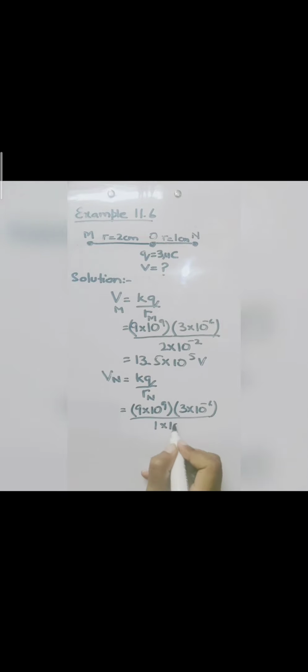Now we'll calculate the potential at point N, that is Vn equals kq by r. You can use subscripts like M and N for r. Yes, as I'm mentioning, the value of k is again 9 into 10 to power 9, q is 3 into 10 to power minus 6, and the value of rn is 1 centimeter. Converting into meters, 1 into 10 to power minus 2. On solving it, we get the value 27 into 10 to power 5 volts.